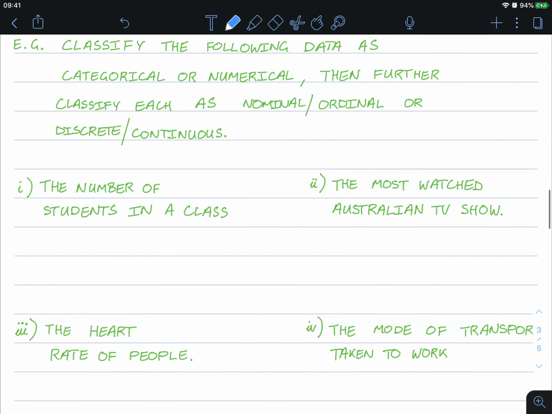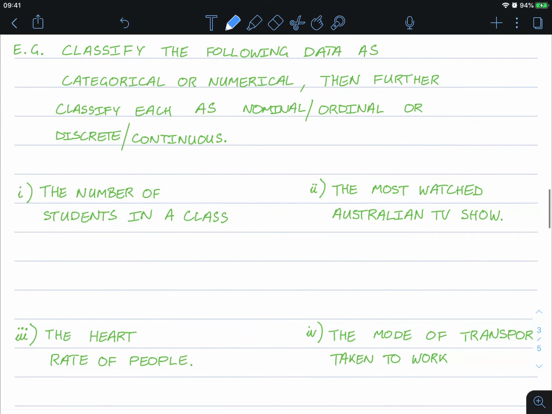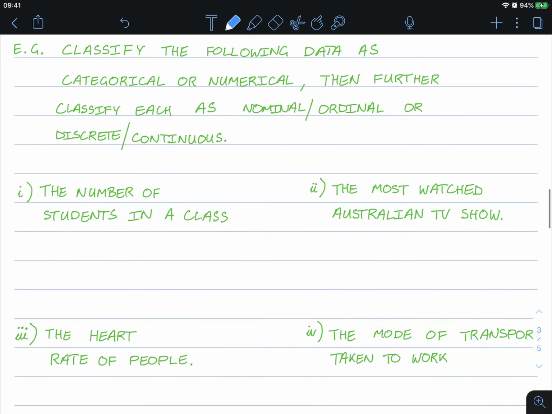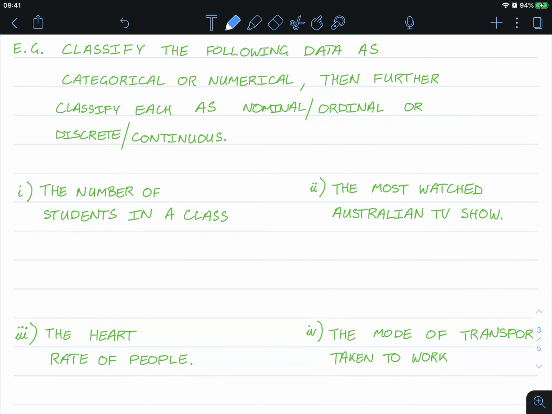Now, with a few of these examples, some could argue that it could be the other kind, right? But it really depends on the method in which you are measuring these. You'll see what we mean in these examples. So classify the following data as categorical or numerical, then further classify each as nominal or ordinal if it's categorical, or discrete or continuous if it's numerical data. So let's get straight to it.